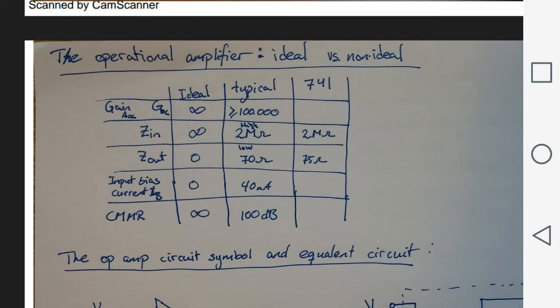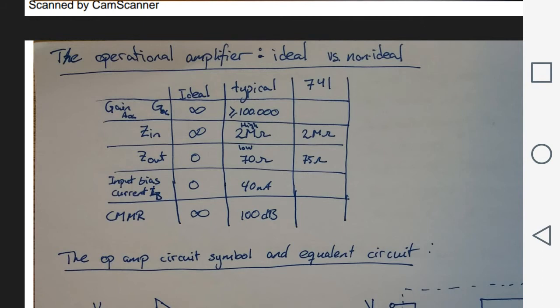As an example, there is that chip that I mentioned just before, the 741 operational amplifier, and I have only filled in two parameters here, the input impedance and the output impedance, where it is 2 megaohms for the input impedance and 75 ohms for the output impedance. The other parameters you should try and find the data sheet for as an exercise.